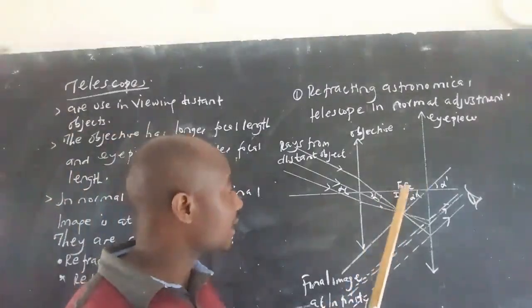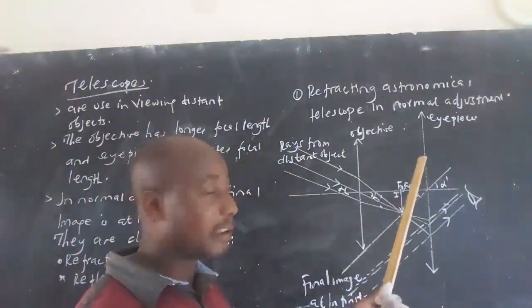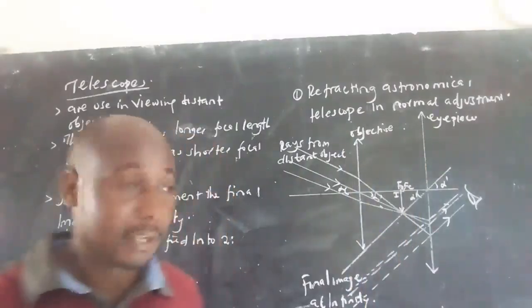So this one acts as an object for the eyepiece. Then the eyepiece uses it to form the final image at infinity. So let us get the magnifying power.